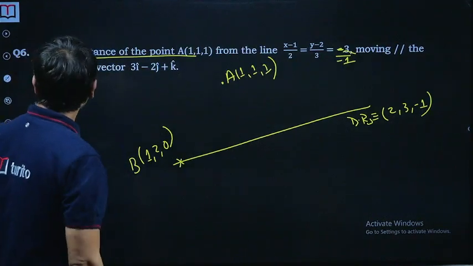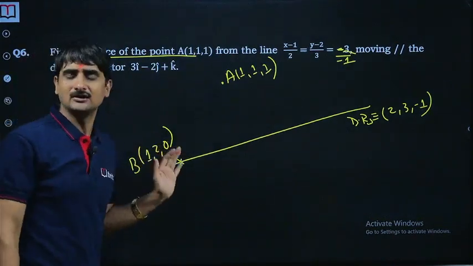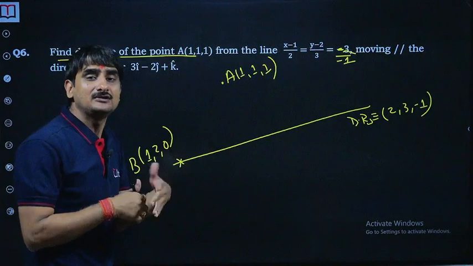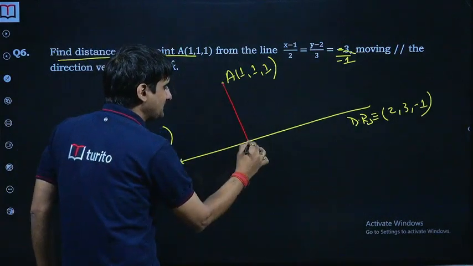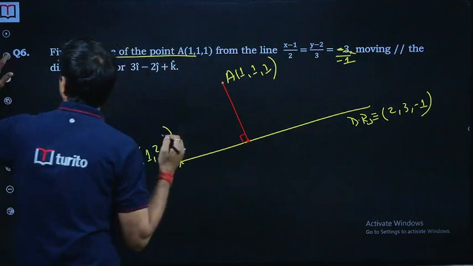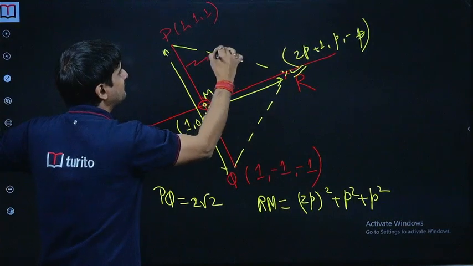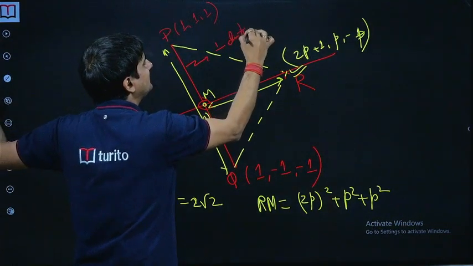Okay, now we need the equation, or rather the distance of this point from the line, not the perpendicular distance. If you have to find the perpendicular distance, then of course, as we did in this question here, if we have the foot of the perpendicular, we have the perpendicular distance of the point from the line.